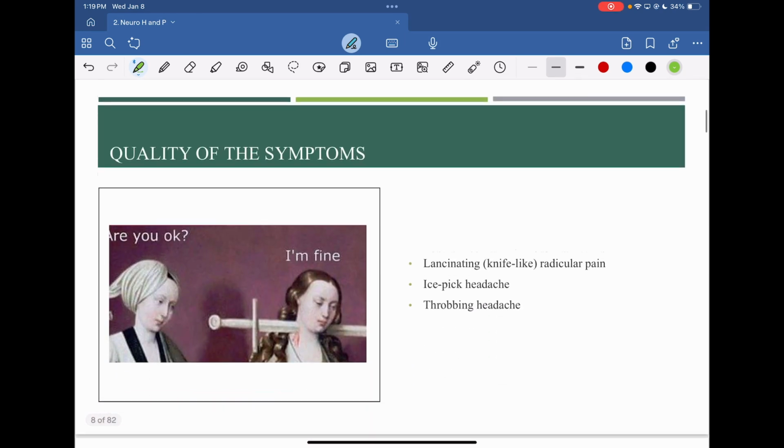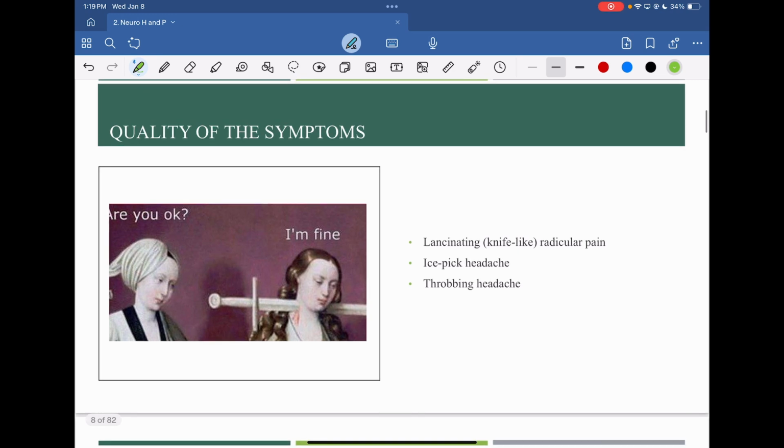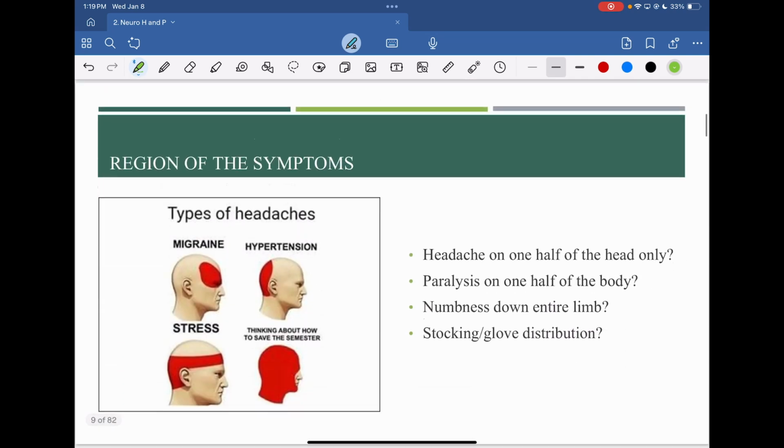The quality of the symptoms. Is it lancinating, knife-like? Someone's stabbing you with a needle, causing pain. Ice pick headache, a throbbing headache. It feels like there's a band around your head and it gets worse and better, worse and better, throbbing and so forth. Ask your patients to describe what the quality is like.